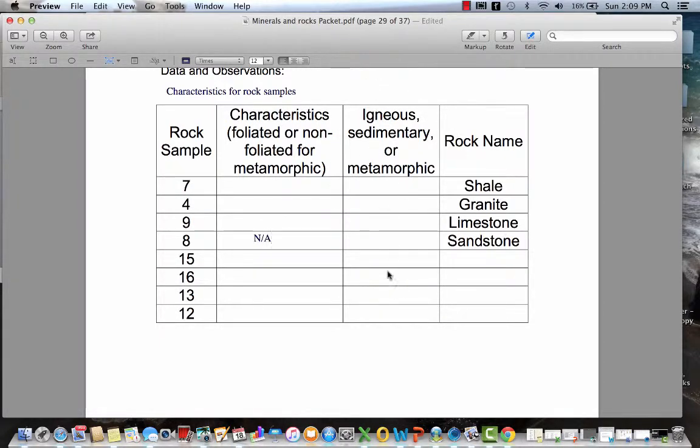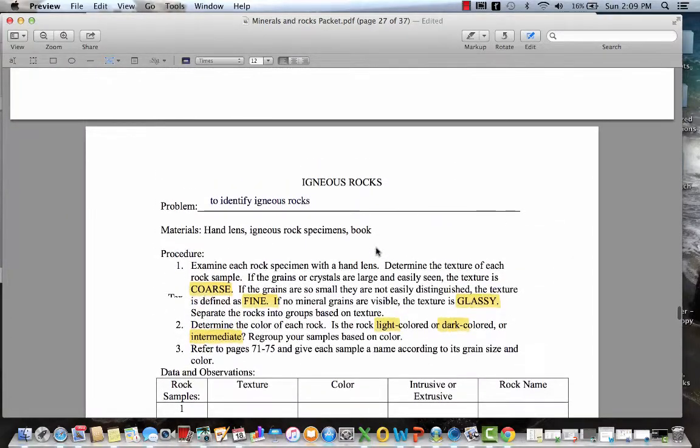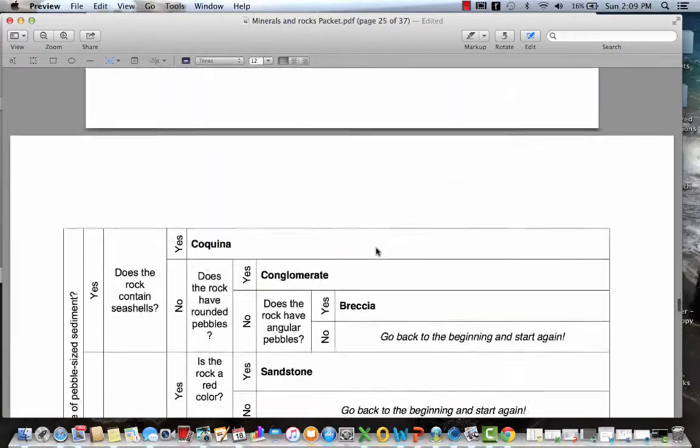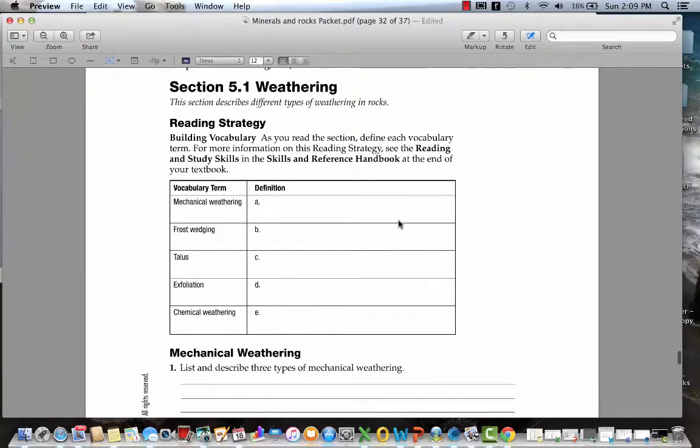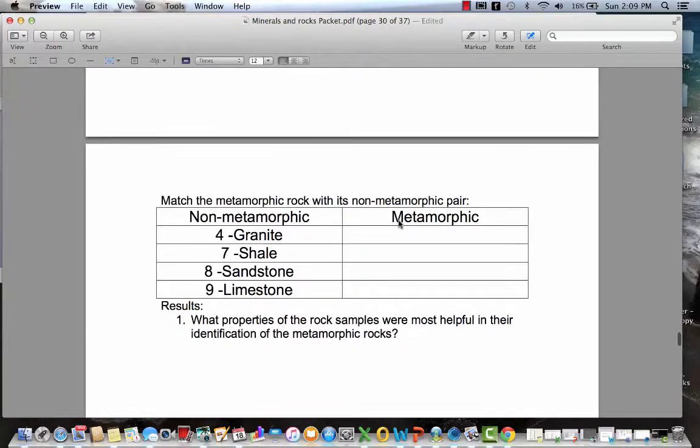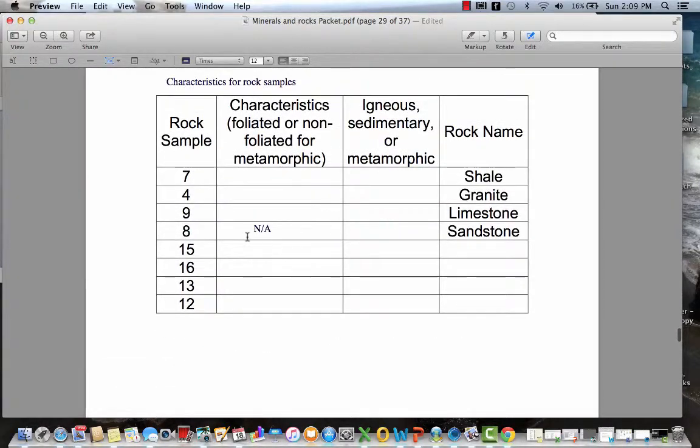In this category, you're going to put igneous, sedimentary, or metamorphic. You may use the internet to look these up. You can use your previous labs, Igneous Rock Lab and Sedimentary Rock Lab, to look them up. They're also in the book in Chapter 3. So 15, 16, 13, and 12, we're going to have to identify all of this. I gave you the rock names for 7, 4, 9, and 8.